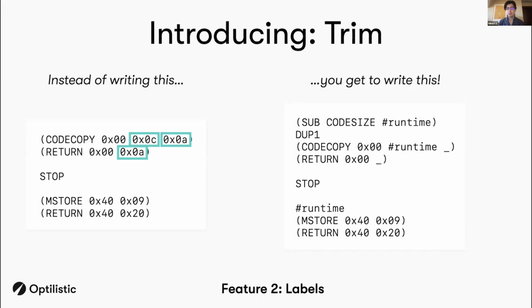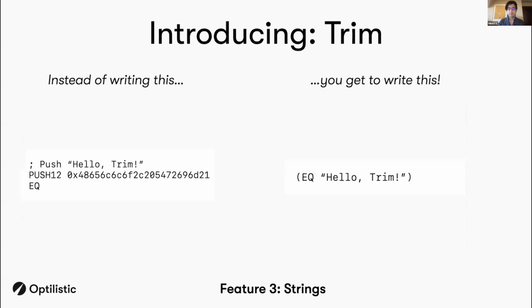The first line, we subtract the total code size with the position of runtime, and that'll give us our runtime code size. And we dupe it so that we can use it twice. And then we code copy from 0 to the runtime position with that length and return the length. So that's pretty handy. And the last feature with Trim is instead of manually putting in strings, you can just write the string and it will translate it to that push statement for you.